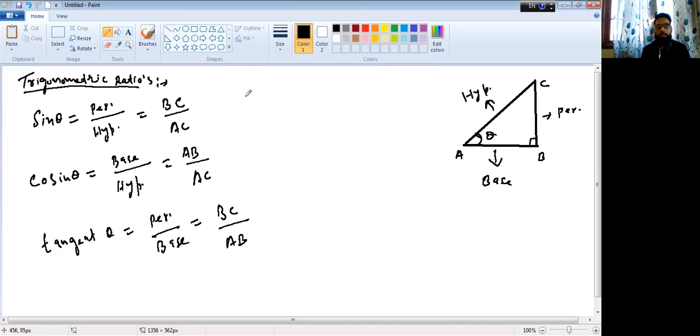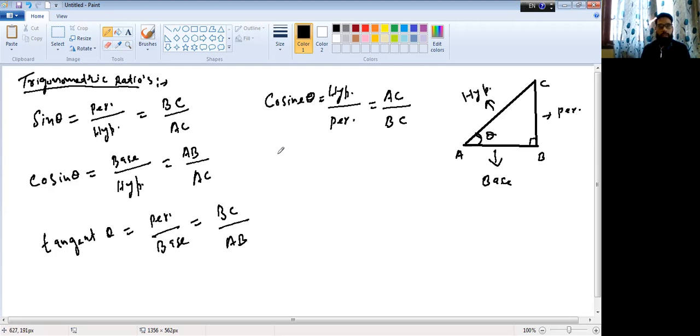Then next trigonometric ratio is cosecant of theta. So dear students, remember one thing: this cosecant is always the reciprocal of the sine of theta. So if sine theta is perpendicular divided by hypotenuse, then cosecant will be hypotenuse divided by perpendicular, which is AC divided by BC. So we see that our cosecant of theta is AC divided by BC, which is of course the inverse or reciprocal of BC divided by AC.